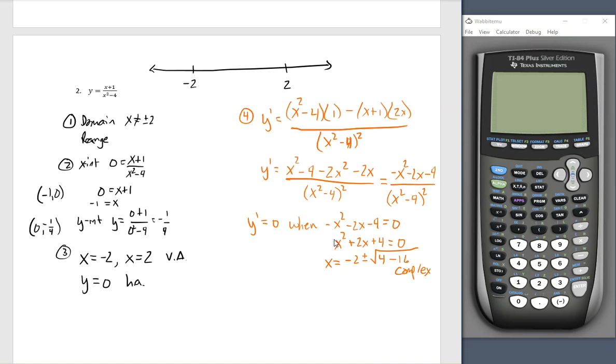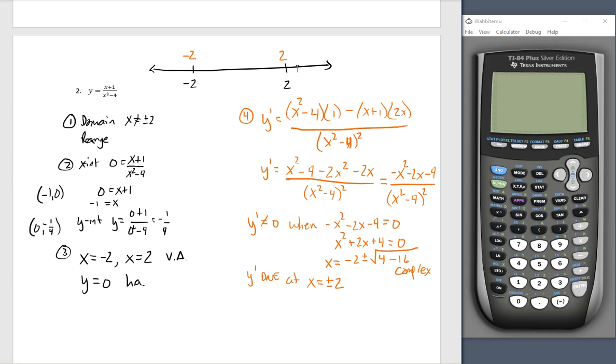We're not worried about it. So the first derivative is never equal to 0 because that numerator is never 0. The first derivative does not exist at x values of plus and minus 2, for the same reason that the domain doesn't include plus and minus 2.